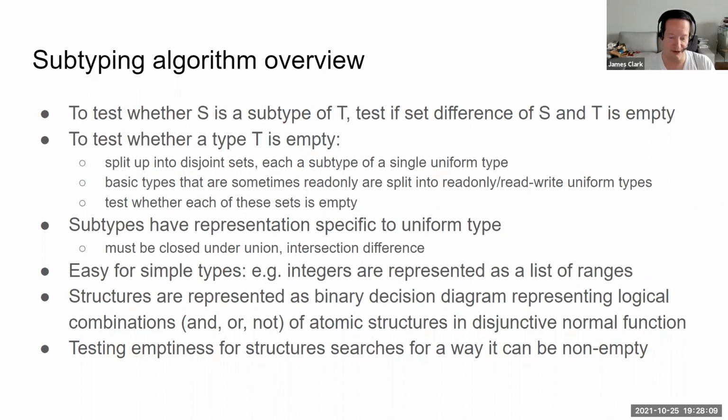For structures, the way you represent these types is with a kind of binary decision diagram. So basically you put it into disjunctive normal form, where your atoms are the record type descriptors or tuple type descriptors. And then the way you figure out whether something is empty is you're basically doing a search for where it can be non-empty. That's my short summary. A long summary would be going through the algorithms. It's a very worthwhile paper to go through, but it's quite complicated.